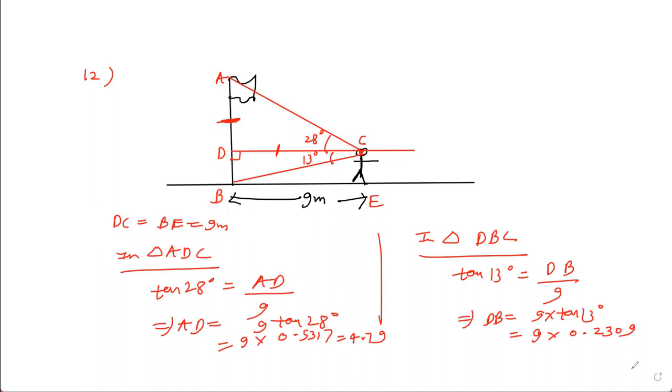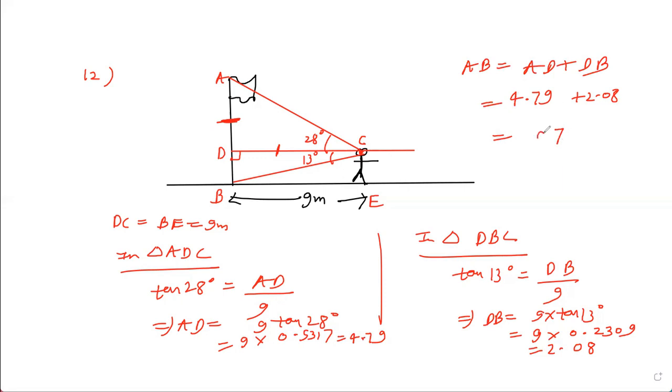So if I multiply that with 9, then we are getting 2.08. So that means now see from the figure, all of you, I need the entire pole, which is AB. So it's clearly from the figure, it's AD plus DB. So we'll just substitute the values. So it's going to be 4.79 plus 2.08. So it's going to be approximately 9 plus 8.